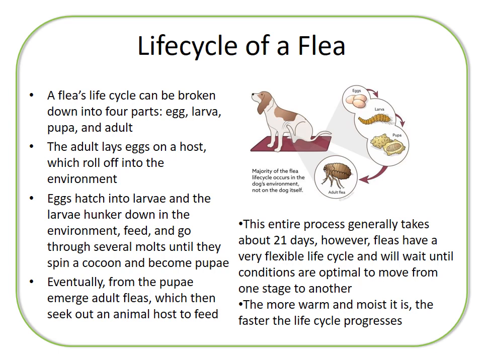What is the life cycle of a flea? Well, a flea's life cycle can be broken down into 4 parts: the egg, the larva, the pupa, and the adult. The adults lay their eggs on a host, like our dog or cat, and then those eggs roll off into the environment. The eggs will remain in the environment until they hatch into larvae, and those larvae will hunker down in the environment, feed, and go through several molts until they spin a cocoon and become a pupae. Eventually, from the pupae emerges the adult fleas, which then seek out the animal host to feed. This entire process generally takes about 21 days.